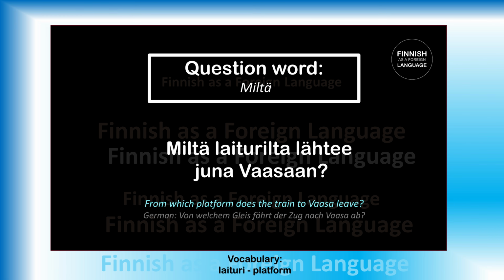Here's our first example. Miltä laiturilta lähtee juna Vaasaan? Means from which platform does the train to Vaasa leave? So why do we say miltä laiturilta here? Well, because the verb lähteä, which means to leave, requires the ablative case when we want to express from where something departs. So miltä laiturilta literally means from which platform. Lähtee here means leaves. It's the third person singular present tense of the verb lähteä, which means to leave. Juna means train, and Vaasaan is the elative case of Vaasa, a city in Finland.